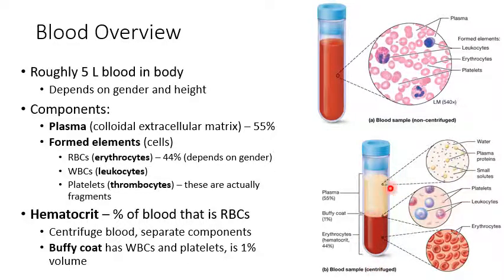So then you can just measure what percentage of this tube is accounted for by the red blood cells at the bottom, and it should be around 44%, varying some depending on your age and your gender, but about 44%.